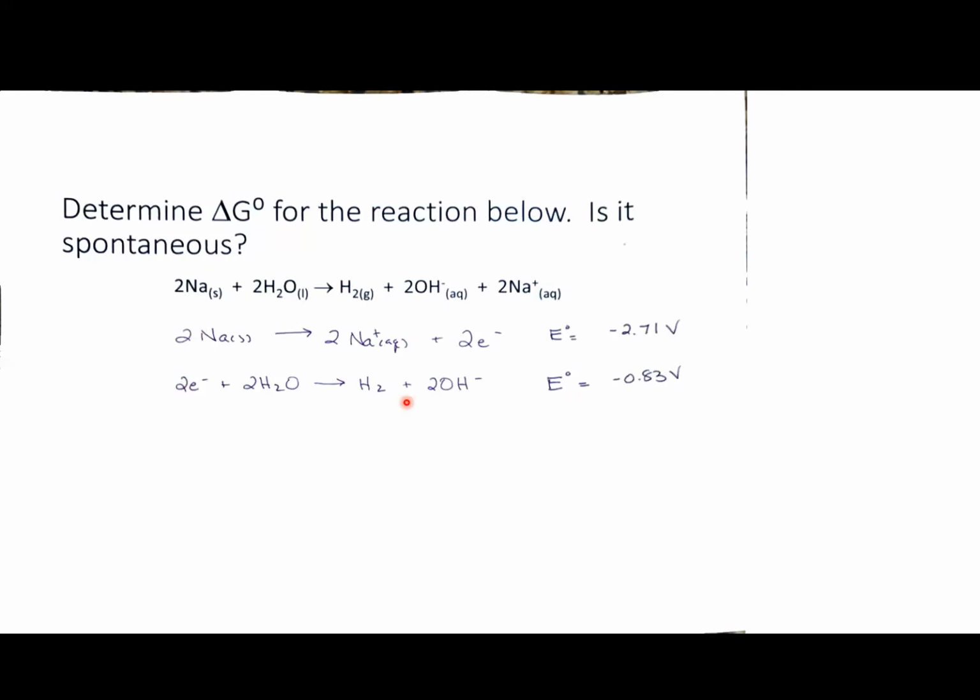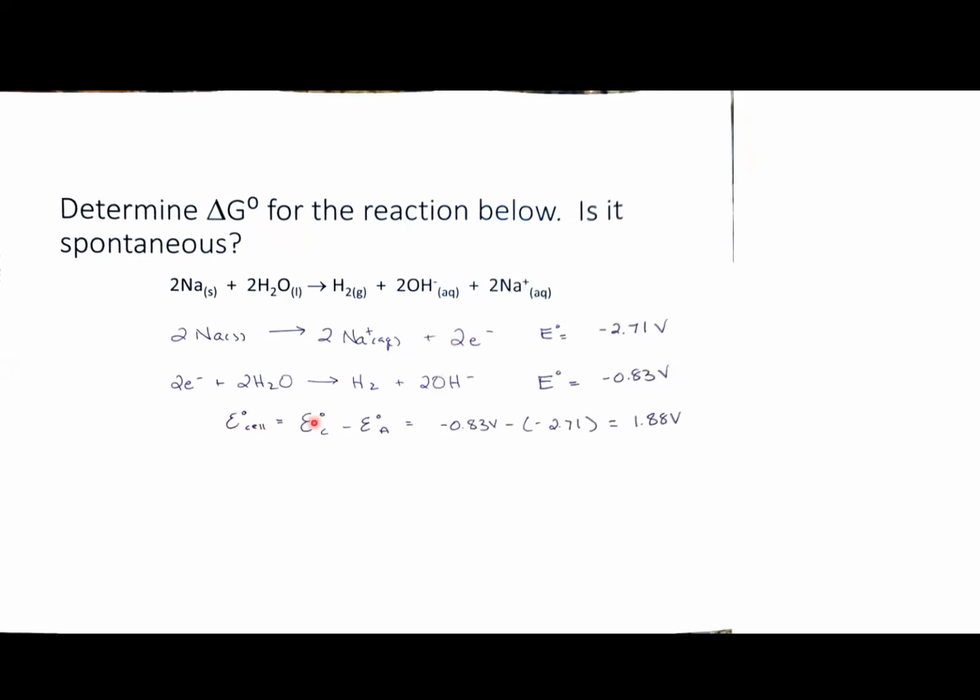So the cathode is the one where electrons are on the reactant side, because this is reduction, cathode. And then the anode side is where electrons are on the product side, because it's oxidation. So Ecell is equal to E cathode minus E anode, which is -0.83 minus -2.71. And so we end up getting positive 1.88 volts.